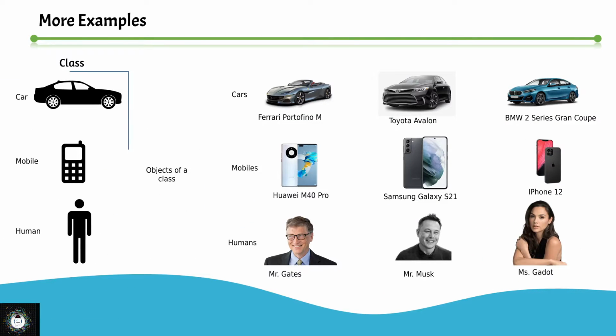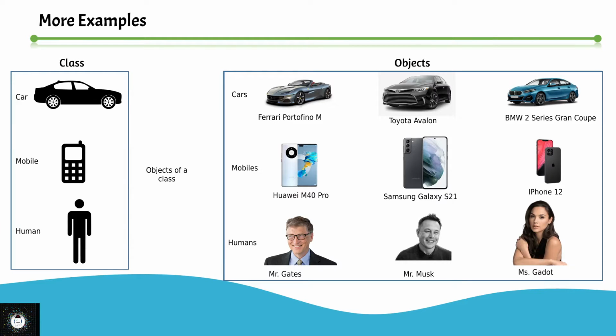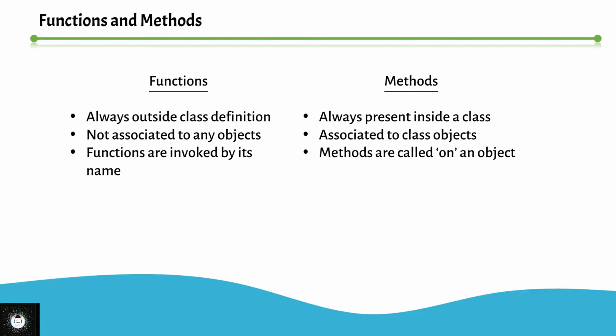You can look at some more examples of class and objects. As I already told you, if you become specific, like humans: Mr. Gates, Mr. Musk, Miss Garrett. Along with class and objects, there comes another term, functions. Functions are not written inside a class, because a function written inside a class is already a method. Functions can be invoked by their name, whereas to call a method, you need an object of a class through which you can get to that method. You cannot simply invoke its name, and you cannot access a method from outside the class without creating an object.